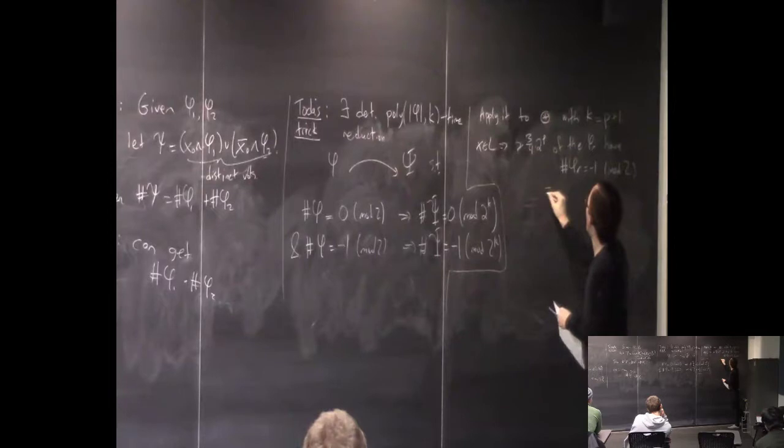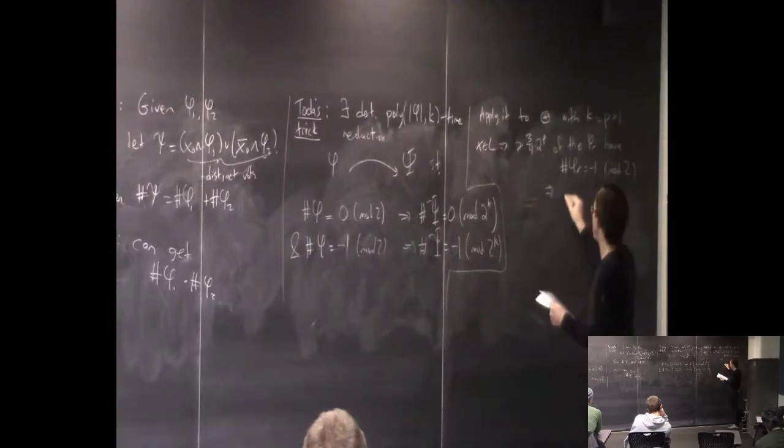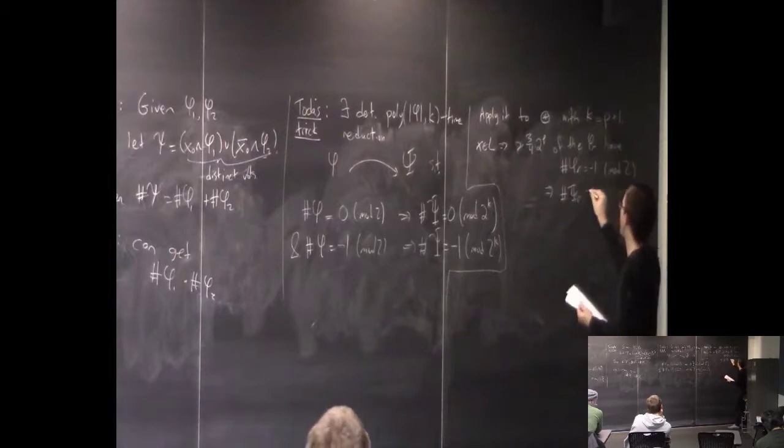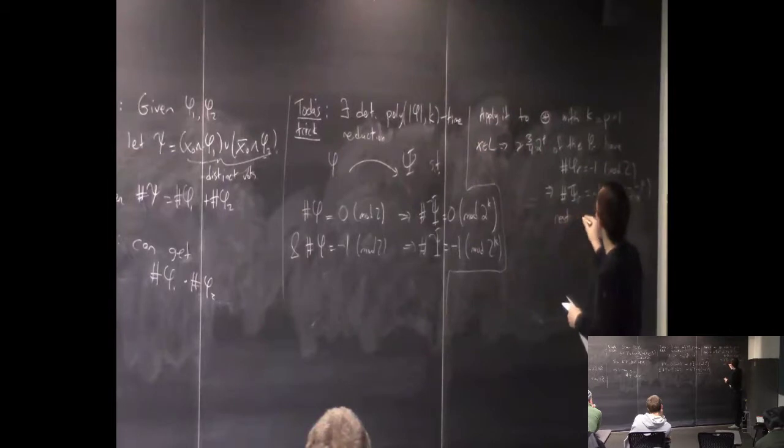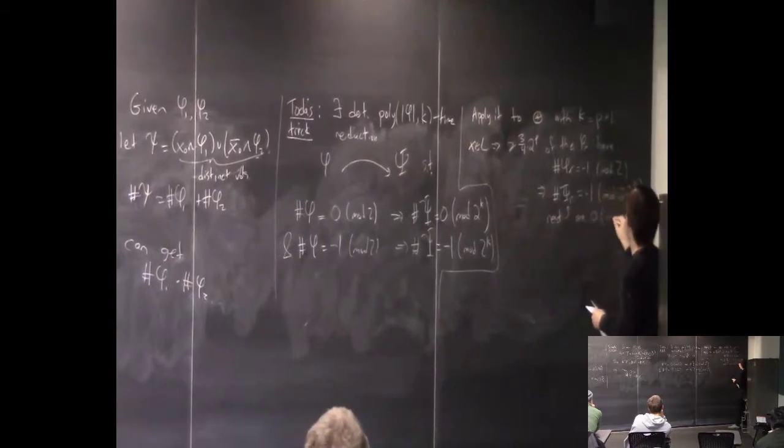And therefore the number of these psi r is -1 mod 2 to the k, which is 2 times 2 to the p. And the rest of these guys are 0 mod 2 times 2 to the p.